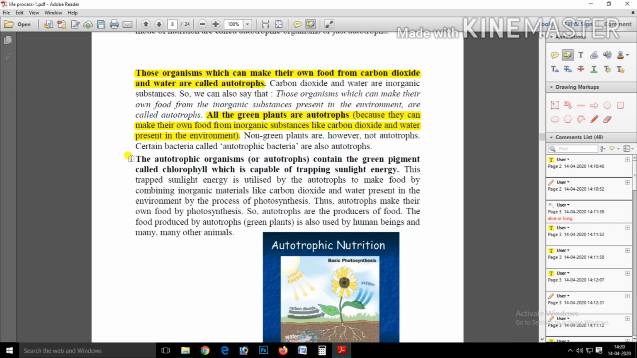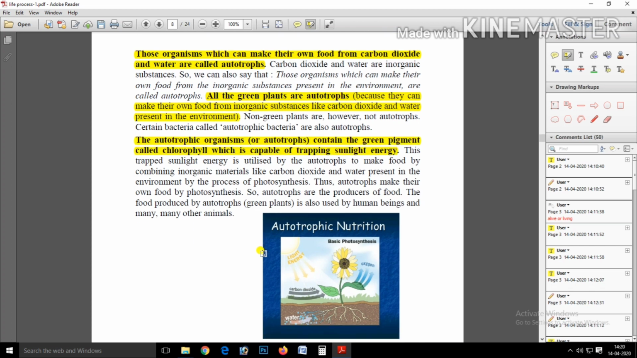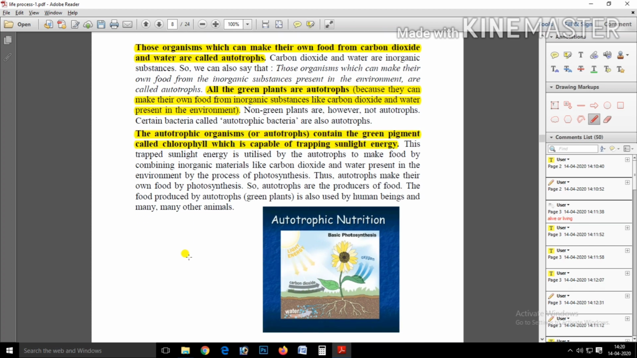The autotrophic organisms contain the green pigment called chlorophyll, by which they make their own food. You can see in the picture the green plant, it is capable of producing its own food. So this green plant possesses autotrophic mode of nutrition. All the green plants can make their own food, so they are autotrophs.